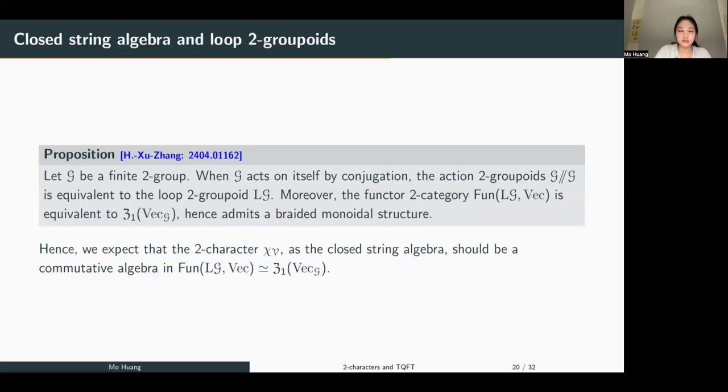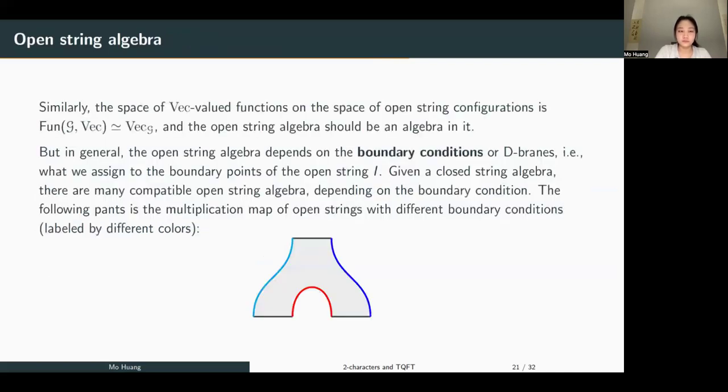And we expected that the 2-character chi_V, as the closed string algebra we mentioned before, should be a commutative algebra in this functor category from LG to 2Vec, which is isomorphic to the Drinfeld center of 2Vec_G. Similarly, the space of 2Vec-valued functions on the space of open string configurations is the functor category from G to 2Vec, which is equivalent to 2Vec_G. And the open string algebra should be an algebra in it.